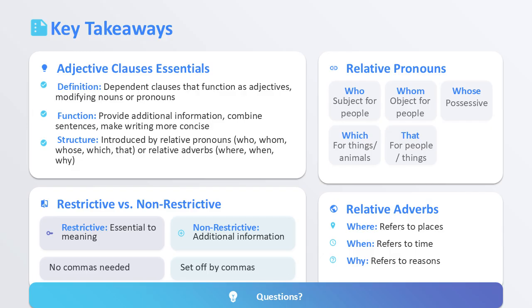Before we finish, here are the key ideas to remember. Adjective clauses are dependent clauses that describe nouns or pronouns. They are introduced by relative pronouns or relative adverbs. They help us combine ideas and create more concise writing. Restrictive clauses are essential and take no commas. Non-restrictive clauses add extra information and must use commas.